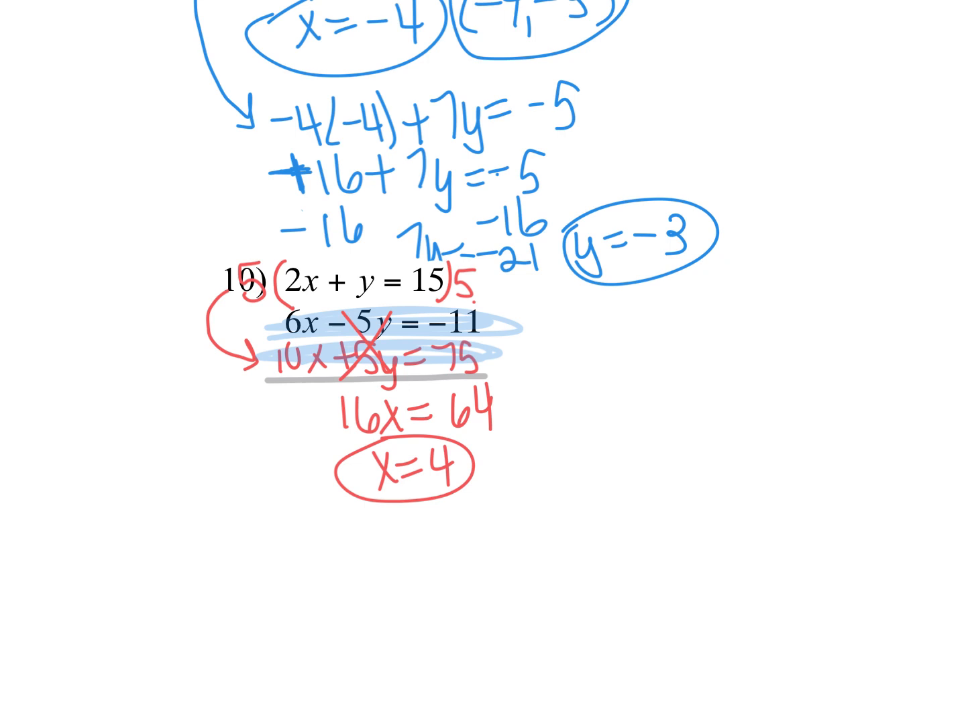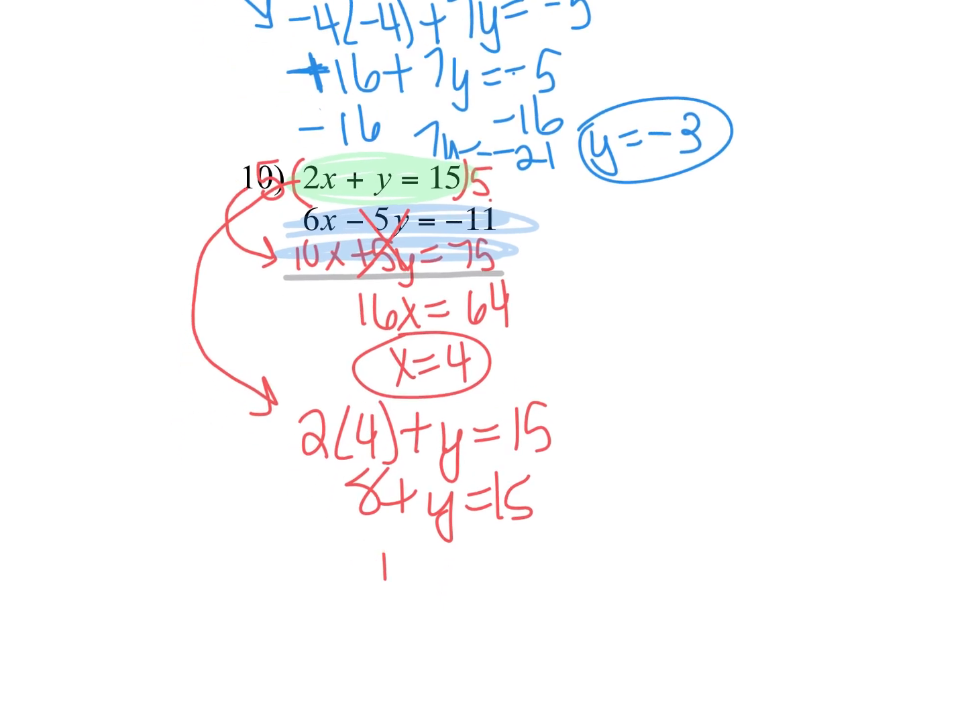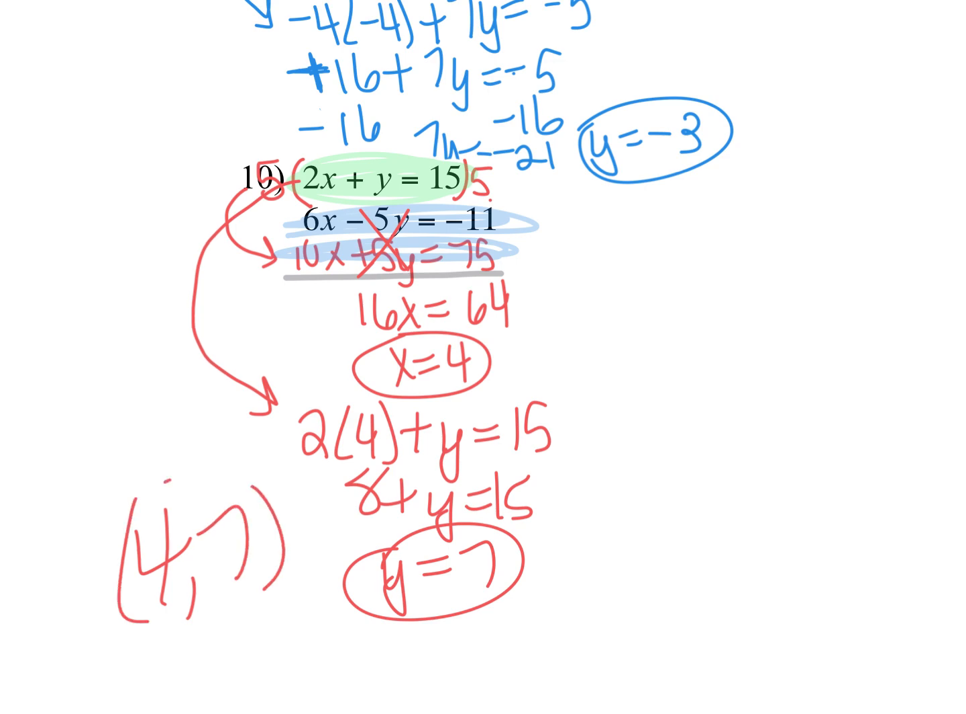Now, if I want to figure out what y is, I can use any one of those original equations up there. I am going to actually use this equation right here because it has y with no coefficient on it, so that's why I'm going to choose that one. So I'm going to use this equation, and I'm going to put 4 in for x. So I'm going to say 2 times 4 plus y equals 15. I get 8 plus y equals 15, and our y is going to equal 7. So our ordered pair is 4, 7 for our solution.